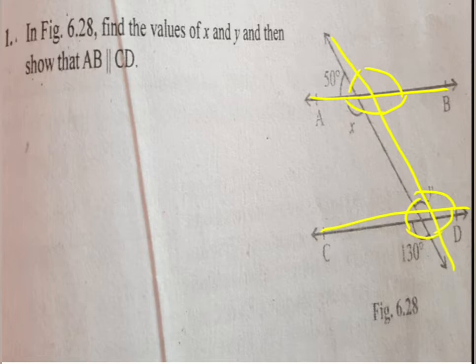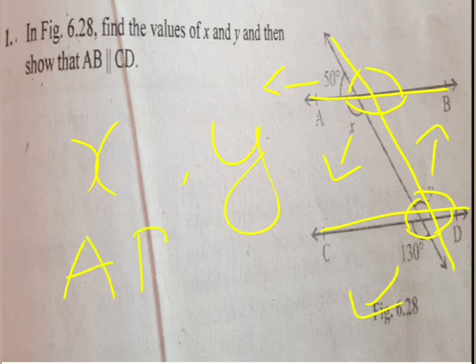So out of these 8 angles, here the exterior angle 50 degree is given, the interior angle is given as x. Here the interior angle is given as y, and here again the exterior angle is given as 130 degree. So using the given data, we have to find the values for x and y, and at the same time we have to show that line AB is parallel to line CD. So this we have to prove in question number 1.